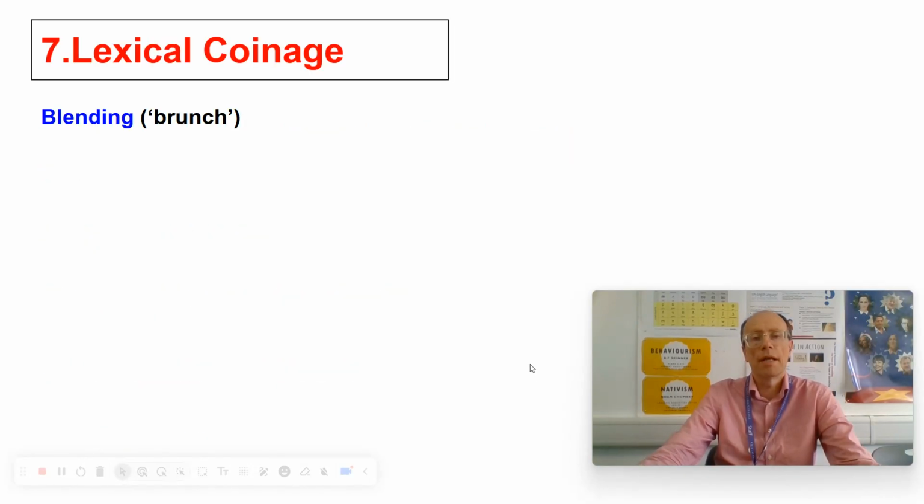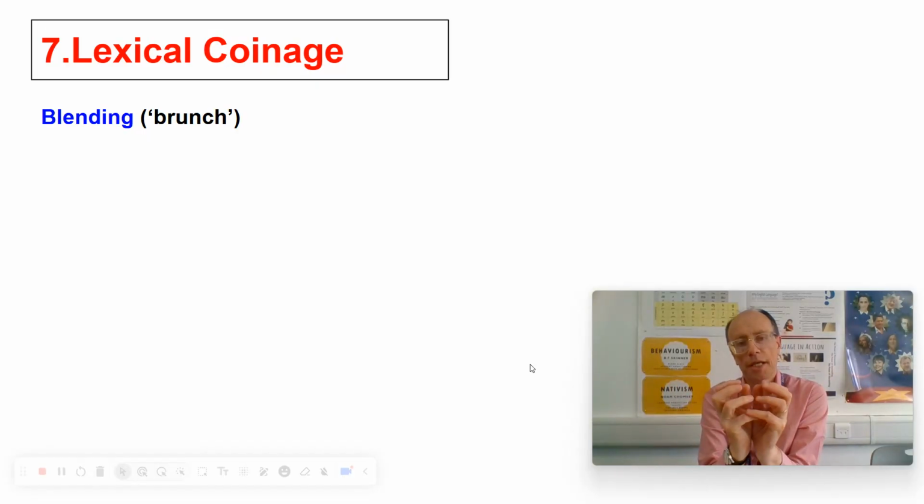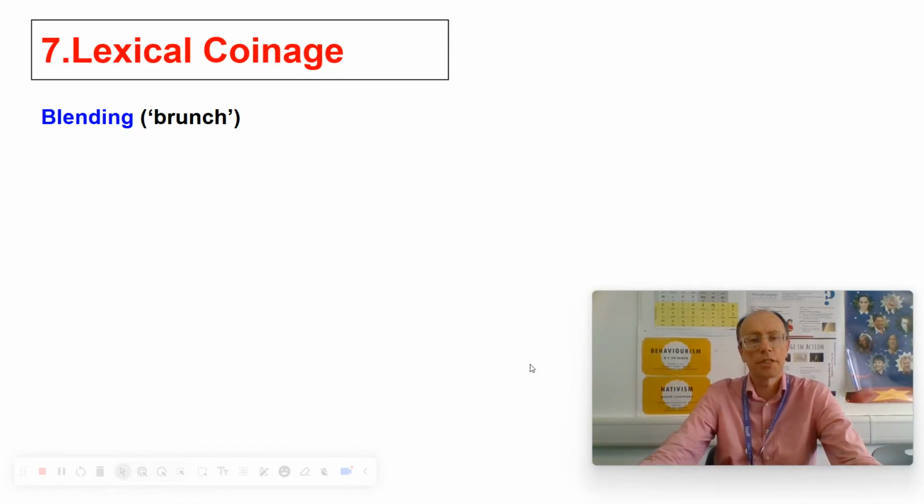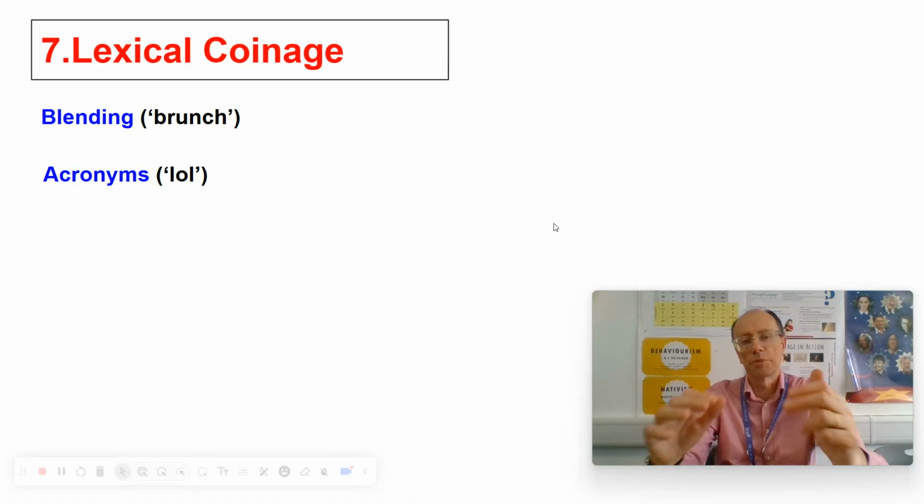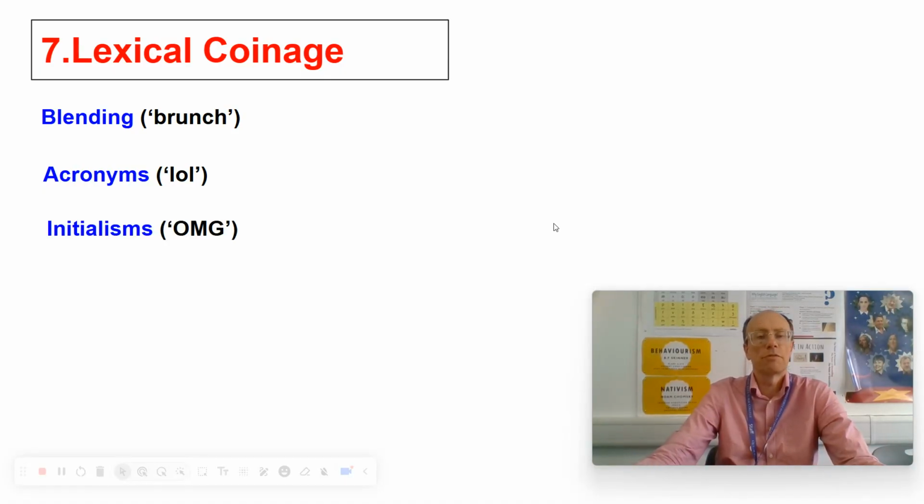Here are some more. Blending. This is where you take two words and you crunch them together. So breakfast, lunch, let's call it brunch. We have acronyms like LOL, where you take the letters of each consecutive word and run them together, which is slightly different from an initialism like OMG, where you articulate each individual first letter.